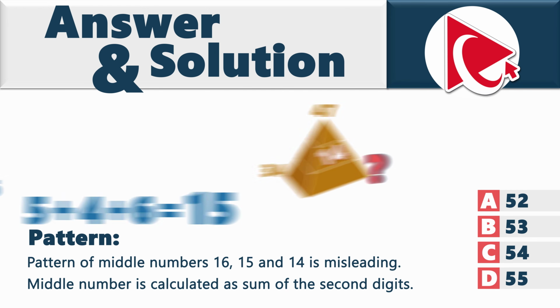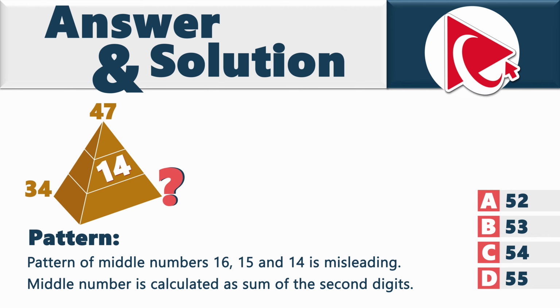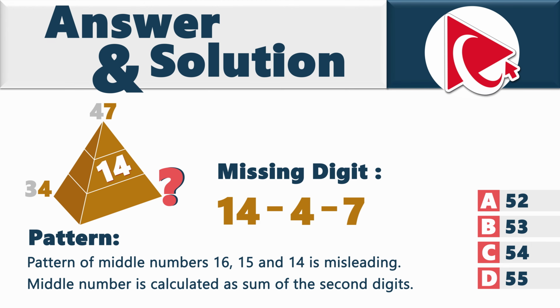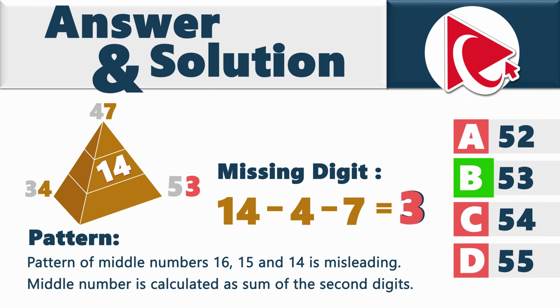So for the missing number, we need to build a quick equation. Because we know the final number 14 and two of the numbers used in the calculations, 4 and 7, we can build a quick equation. 14 minus 4 minus 7 equals 3. So the calculated digit here is 3, and the missing number is choice B, 53.